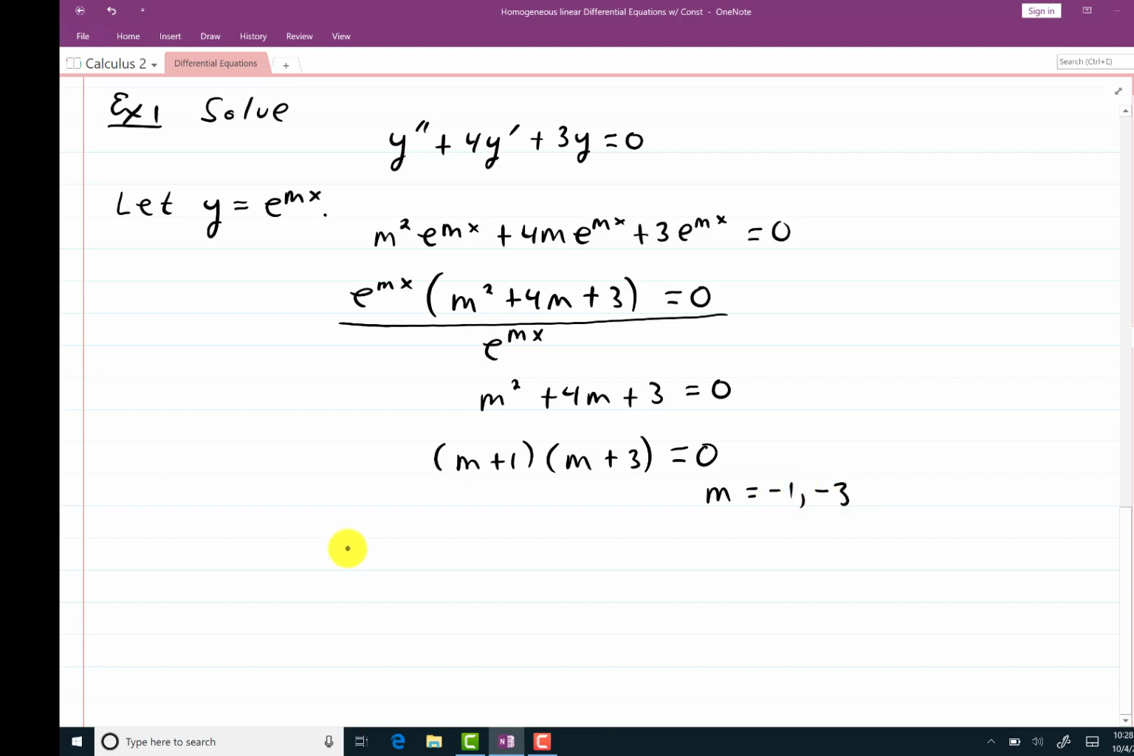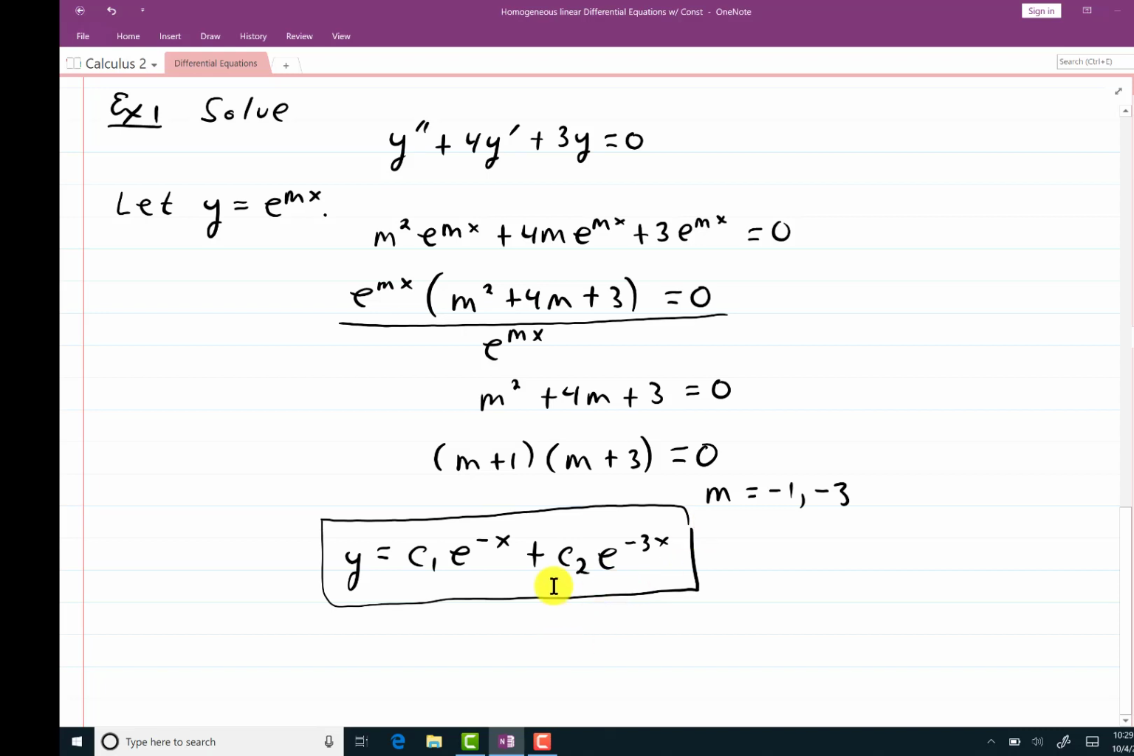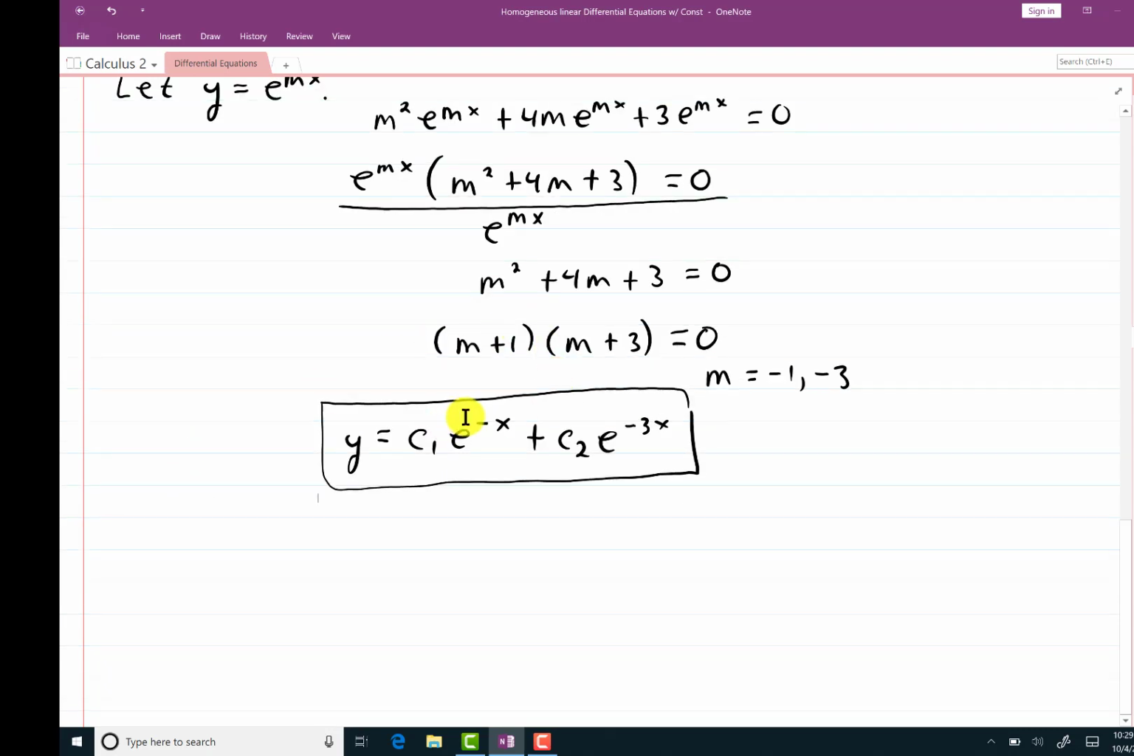That means my general solution looks like the following. y equals c1 e to the negative 1x plus c2 e to the negative 3x. Of course, we already know they're linearly independent because e to different powers of x like that will automatically yield a non-zero Wronskian. Now, you might want to try either one of these in there to make sure that it works.